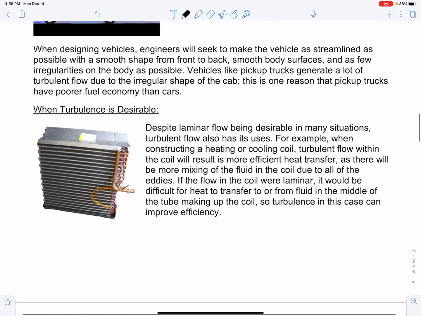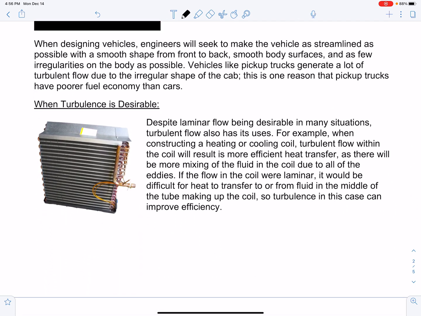There are times when turbulence is actually desirable. Despite laminar flow being desirable in many situations, turbulent flow also has its uses. For example, when constructing a heating or cooling coil, turbulent flow within the coil results in more efficient heat transfer, as there will be more mixing of the fluid due to all of the eddies that are produced. If the flow in the coil were laminar, it would be difficult to transfer heat to or from the fluid in the middle of the tube making up the coil. So turbulence in this case can improve the efficiency of a heating coil.